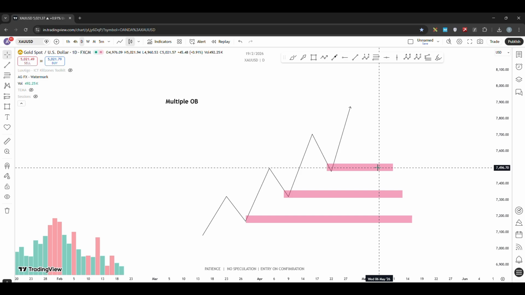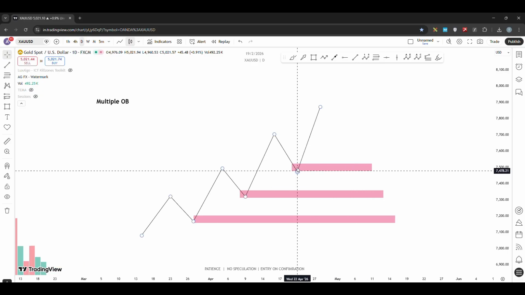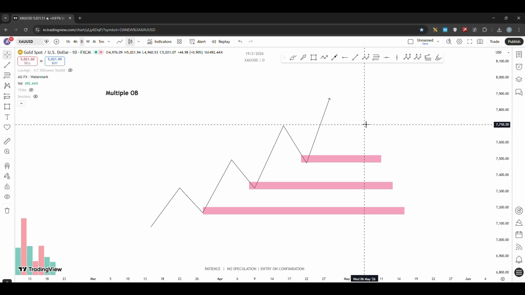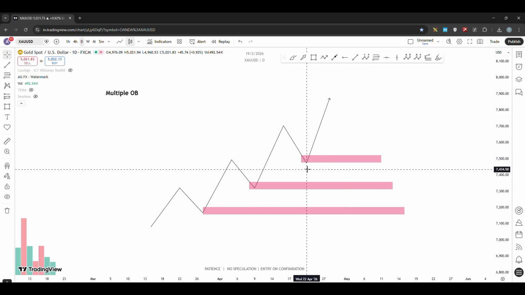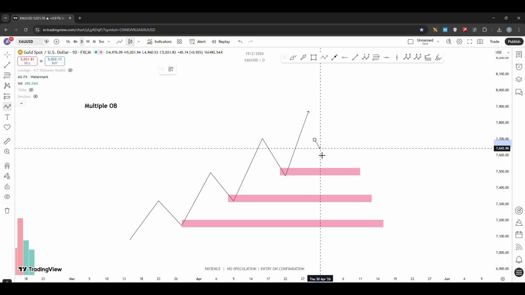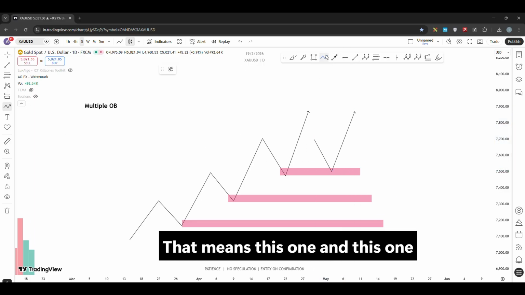Obviously, you will be marking all the order blocks, but most importantly, the first order block and the last order block, they are the most important ones. Okay, the first order block and the last order block, that means this one and this one.